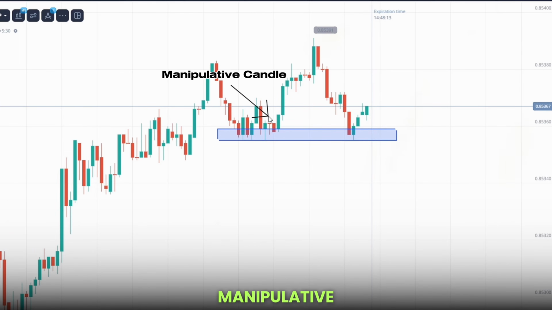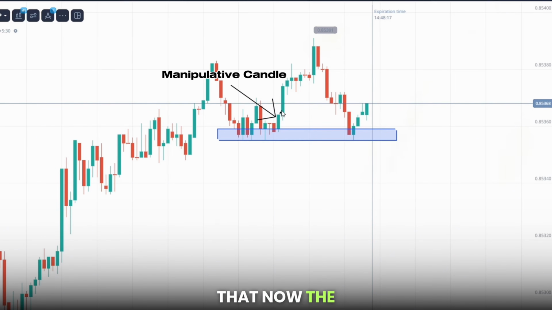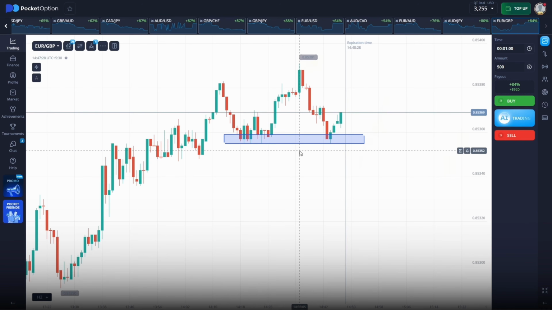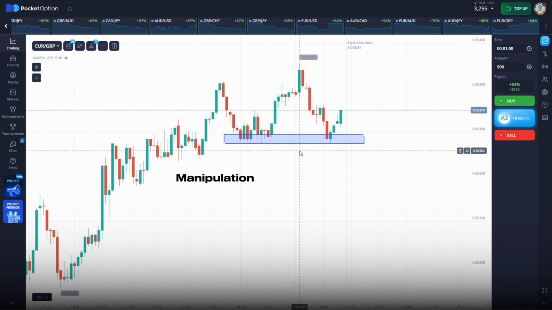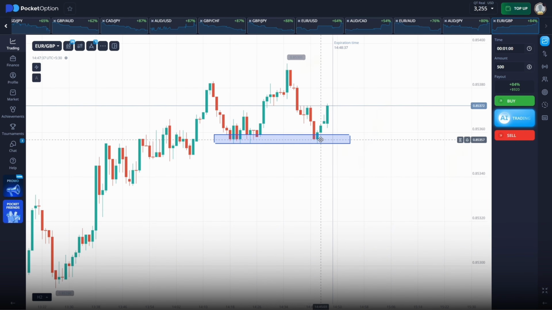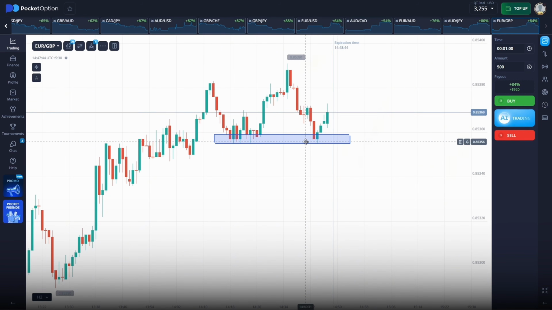This is the manipulative candle because it is showing the buyers that now the price will go up so that they can enter the trade, and once they enter the trade, the price will reverse, hit their stop loss, and then finally it will go up again. That is why I use manipulation and then I find the liquidity zone, and to place a trade I use the 5-second chart. You can see that price reverses from the very zone that I have drawn. It is no luck, it is just pure analysis.